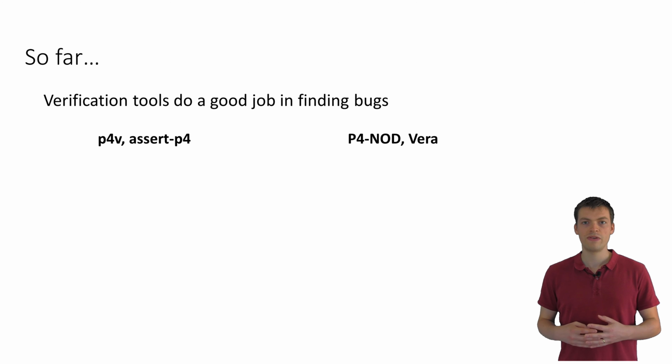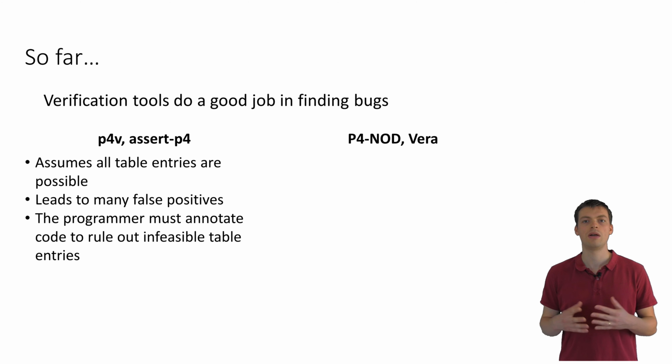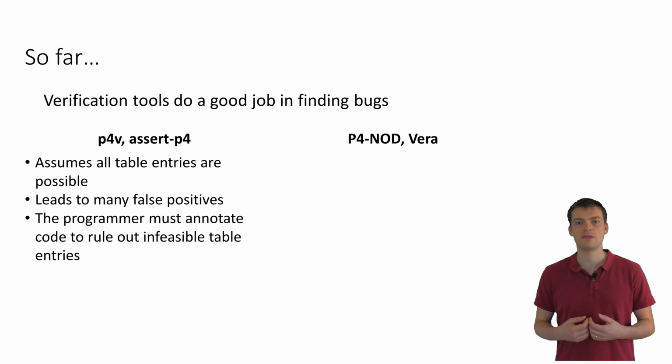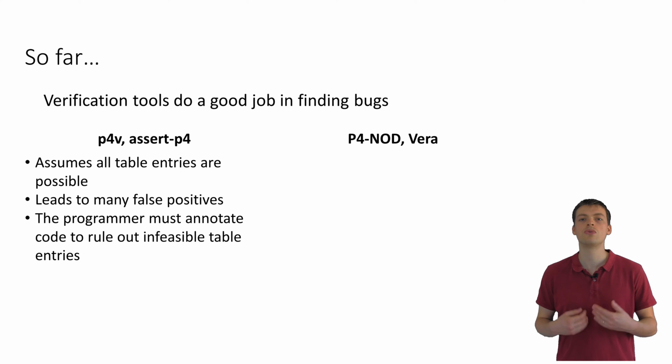So far, verification tools do a great job in actually finding bugs. There are essentially two main approaches to P4 verification. One of them, taken by P4V and assert P4, assumes all table entries are actually possible. Well, not all table entries are actually possible, so this may lead to many false positives. It is then the job of the programmer to write code annotations in order to rule out infeasible table entries.